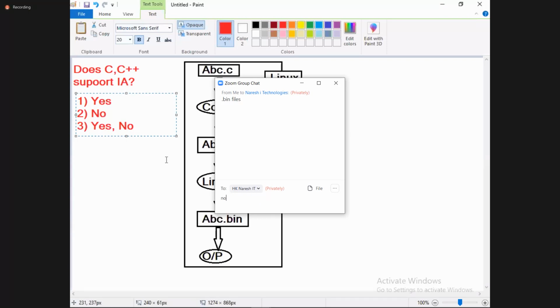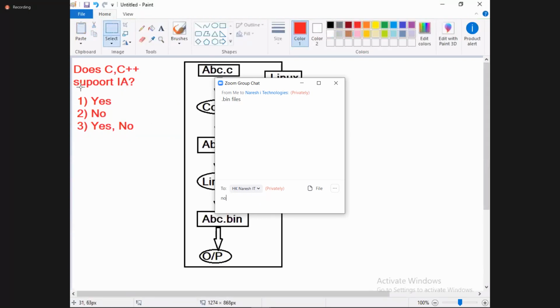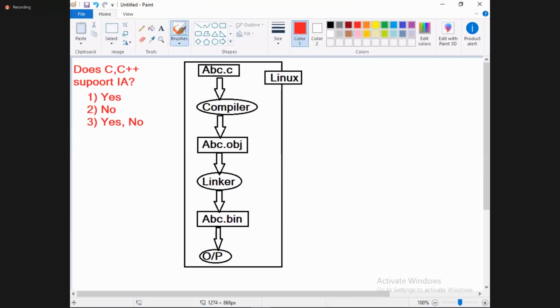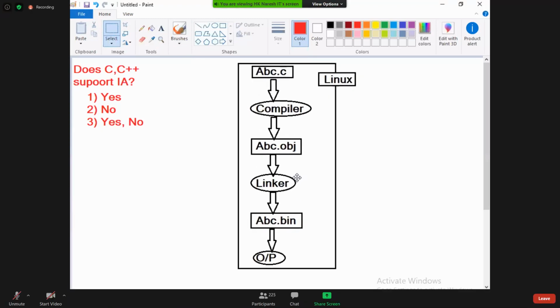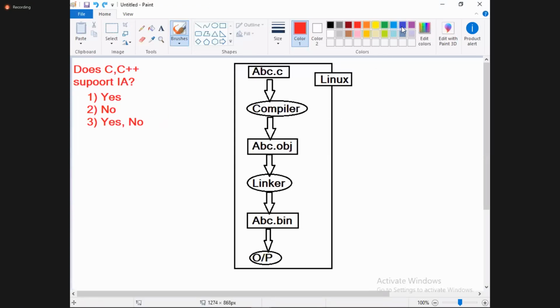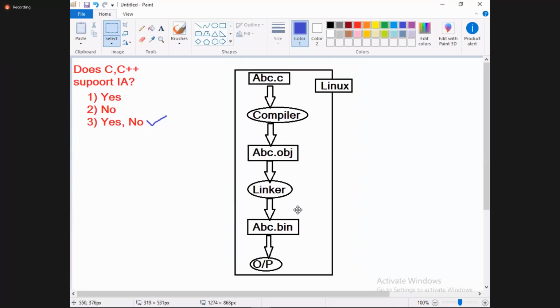What is the meaning of internet application? Internet application means it is available on the server, downloaded to the client, and then executed on the client. Tell me, do C and C++ support internet applications or not? My answer is yes and no. Why? If the client operating system is the same as the server operating system, then it can execute or not?